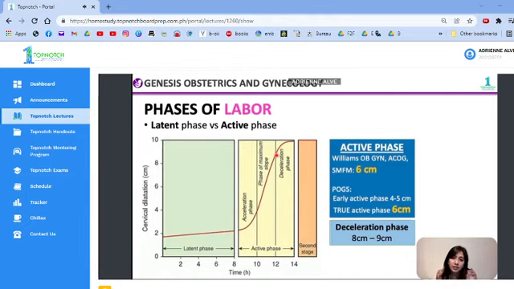In the deceleration phase, the progression of cervical dilatation is already slower. However, what is the significance of the deceleration phase? During the deceleration phase, this is where you expect descent to take place.